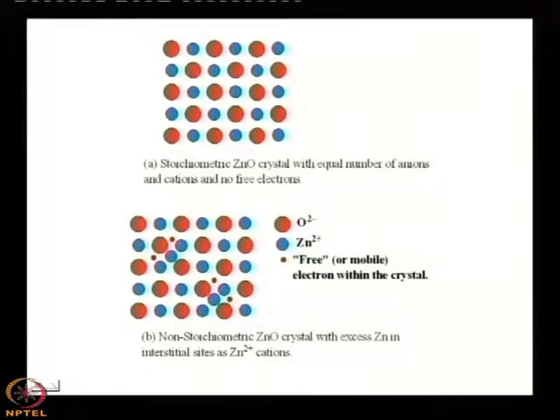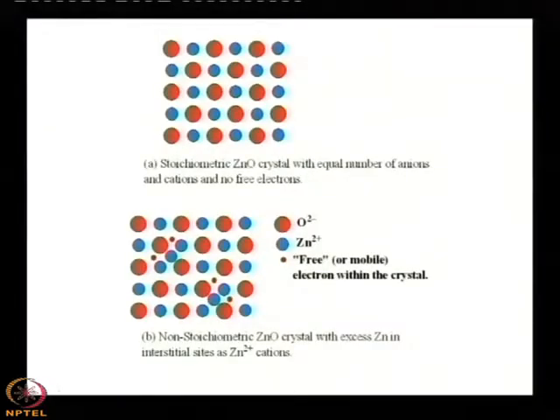Now, suppose you find that there is some excess amount of zinc in the crystal. How does it happen? If the crystal has some deficiency in oxygen, suppose there are n number of zinc, so how many oxygen must be there? N number of oxygen will be there, then only it will be a stoichiometric crystal. But if you have n number of zinc and n minus m number of oxygen, then there will be excess amount of zinc in the crystal.